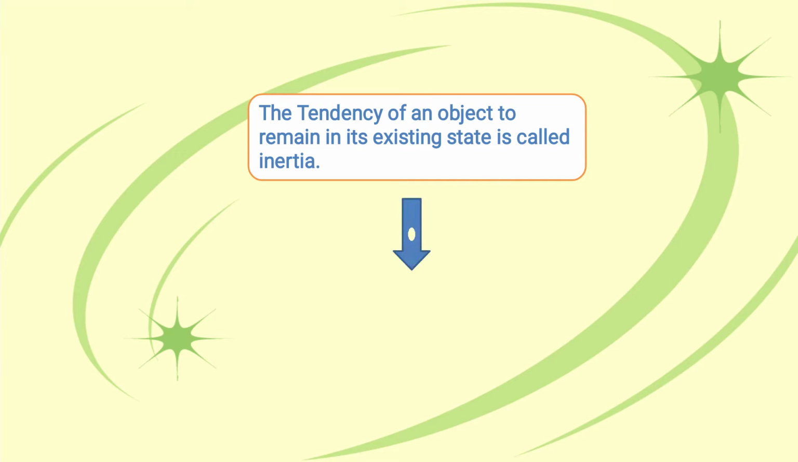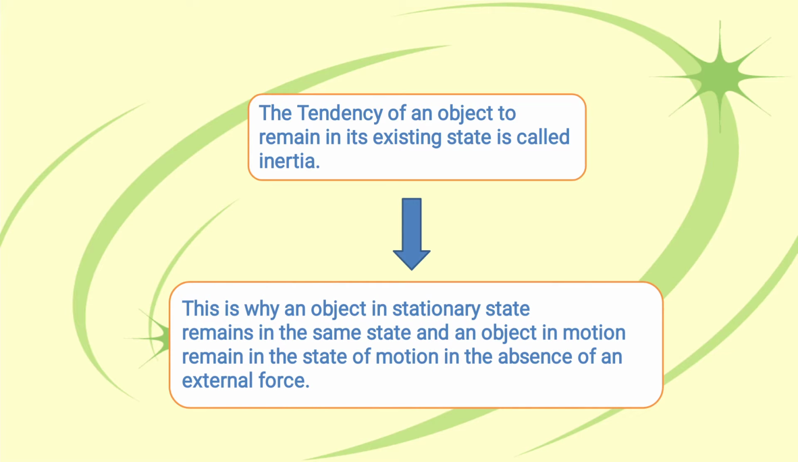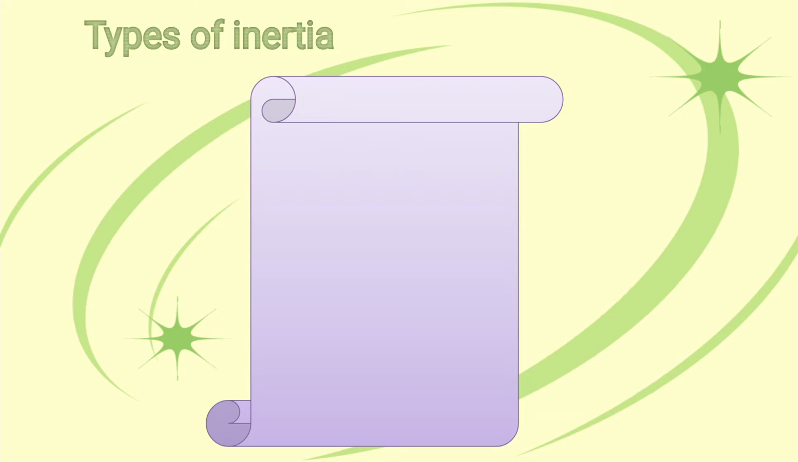Let's see the definition briefly. The tendency of an object to remain in its existing state is called inertia. This is why an object in a stationary state remains in the same state and an object in motion remains in the state of motion in the absence of an external force.